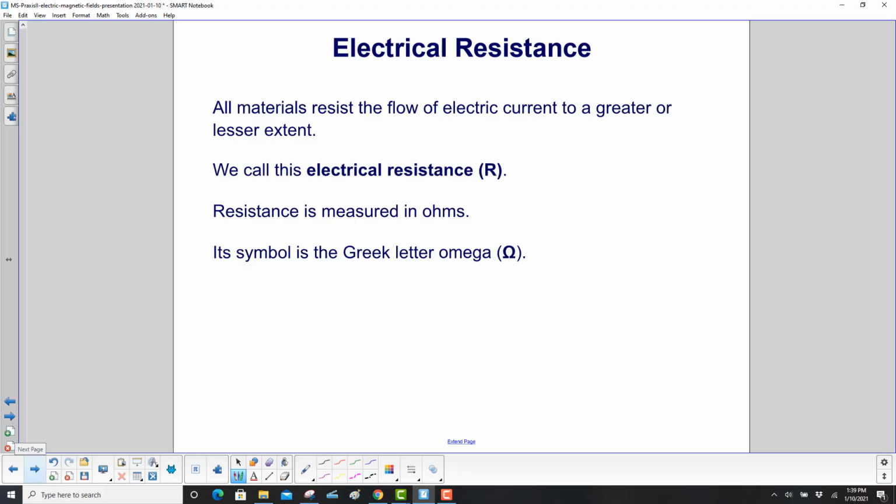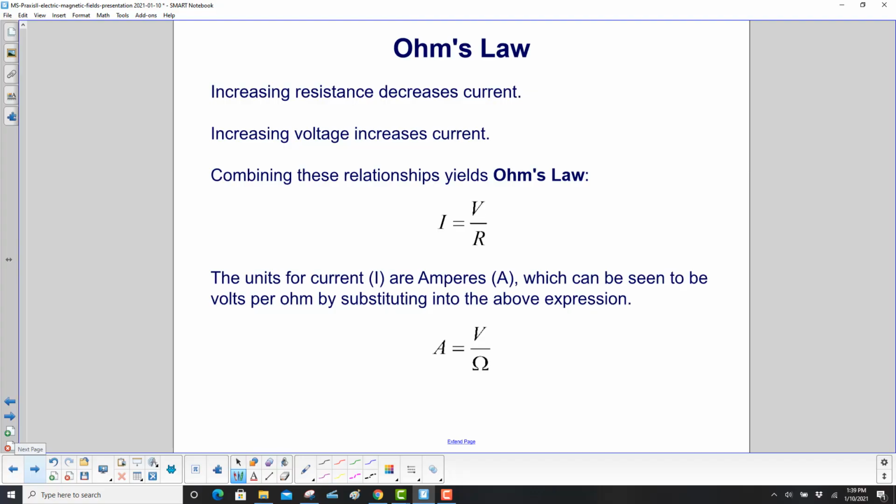All materials resist the flow of electric current to a greater or lesser extent. That is called electrical resistance, capital R. Resistance is measured in ohms. Its symbol is the Greek letter omega. Increasing resistance decreases current. Increasing voltage increases current. Combining these relationships yields Ohm's law. Current is voltage over resistance.